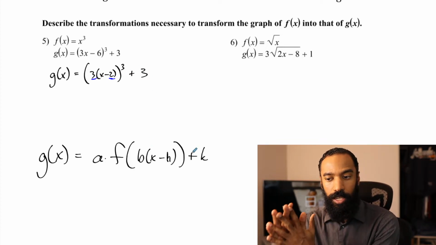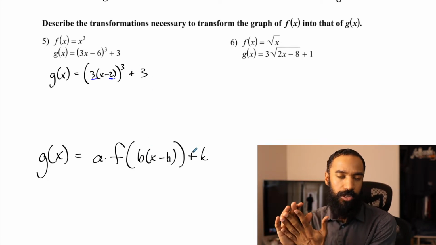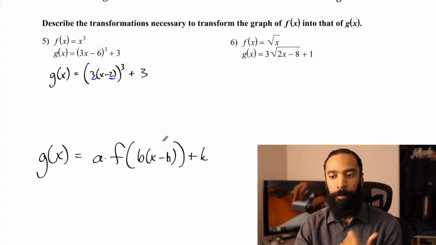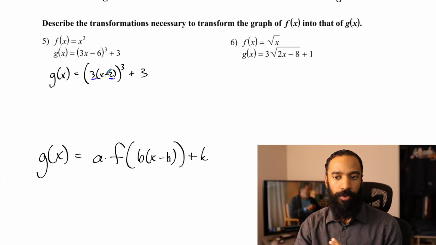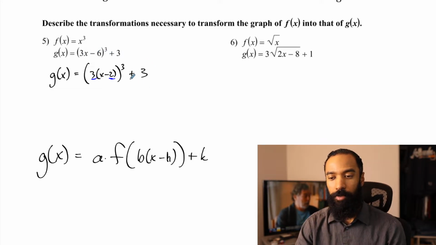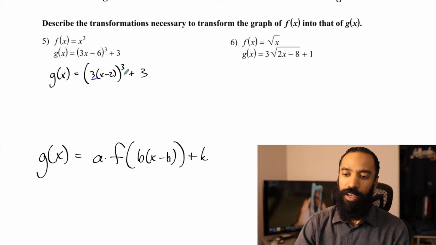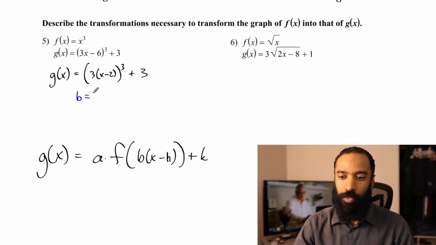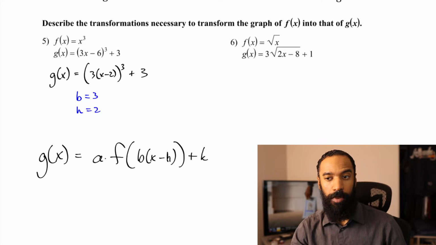As far as this thing goes, you are truly asking yourself, what value of x do you have to plug in to make this guy become 0? And the answer is 2. Even right here, 3 times 2 minus 6 is 0. What value do you have to plug in there? You have to plug in 2. That's the h value right there. So the b is 3, the h is 2, and this can help us describe the transformations right here.